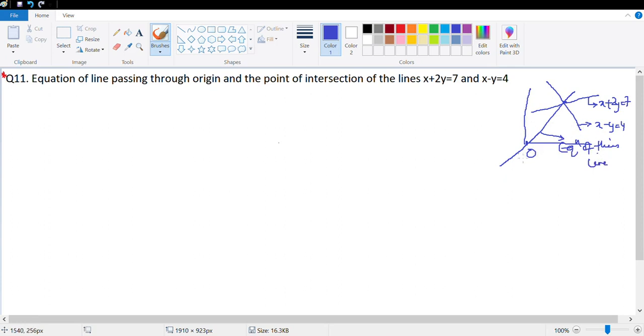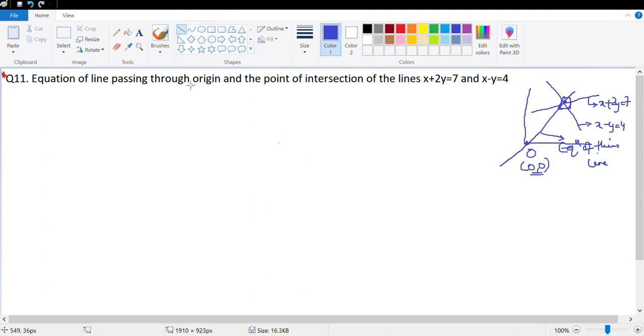This, my required line, passes through the origin, which is (0, 0), and also passes through the point of intersection of these two lines. So first I need to figure out the point of intersection. Only then will I have two coordinates, (0, 0) and this one, and then I should be able to form my equation.